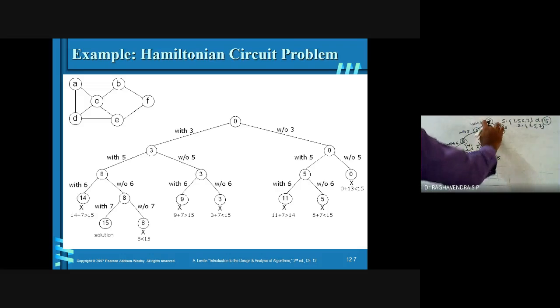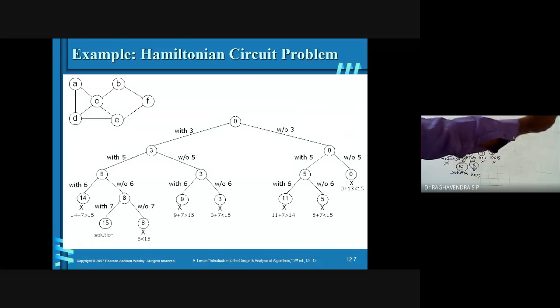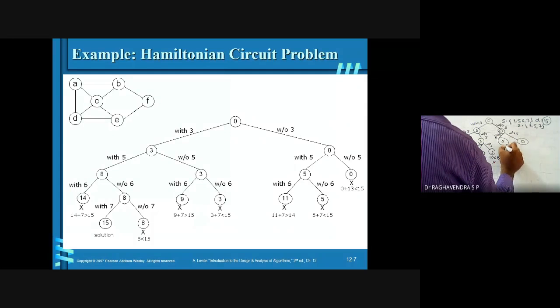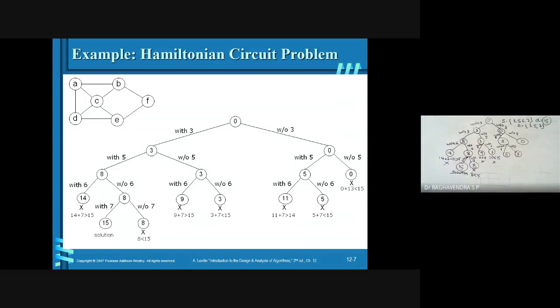Once again, you have to reach the root node, because on the left side we have obtained only one solution. So let us find out whether any other solution exists in the right subtree. So now I have to go for two alternatives, with 5 and without 5. With 5 means 5, without 5 means 0. So once again, there are two alternatives, with 6 and without 6. So the value becomes 11, the value becomes 5, and the last element is 7.